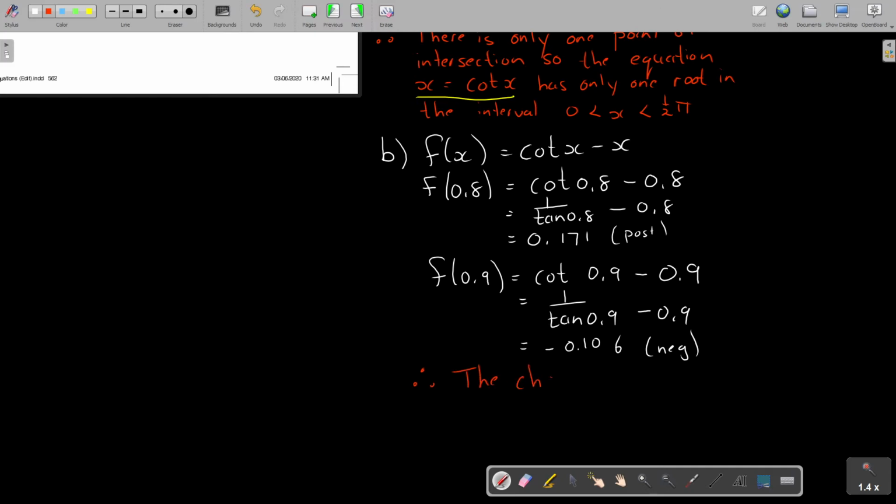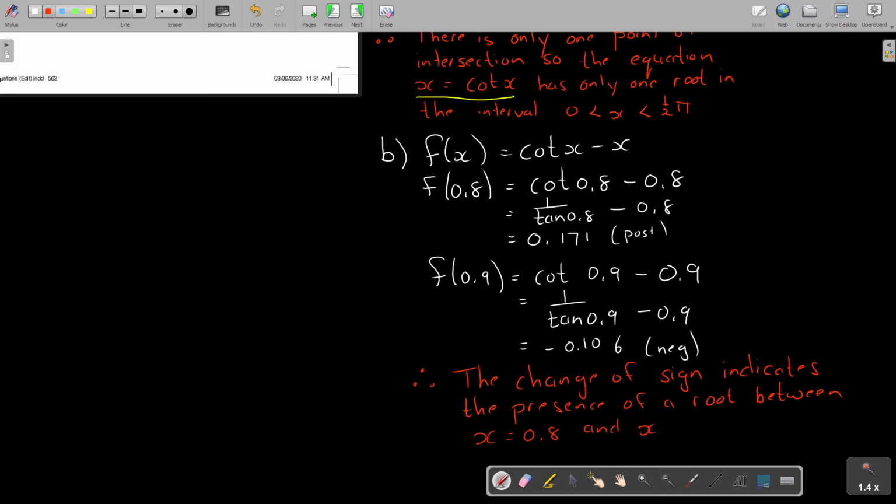And then I just end off by saying, therefore, the change of sign indicates the presence of a root between x is 0.8 and x is 0.9.